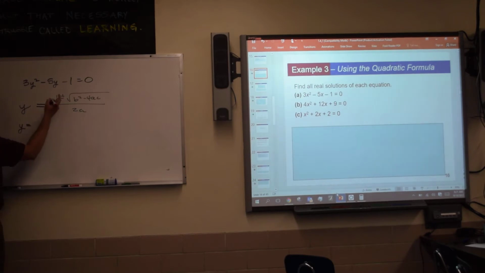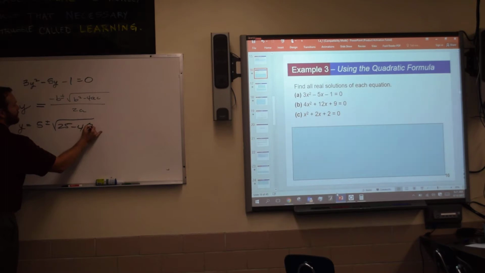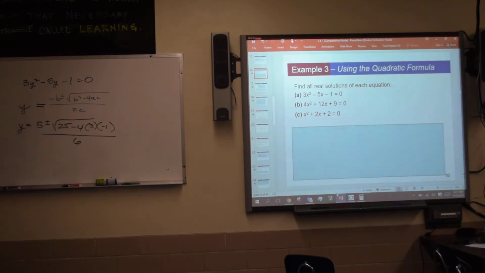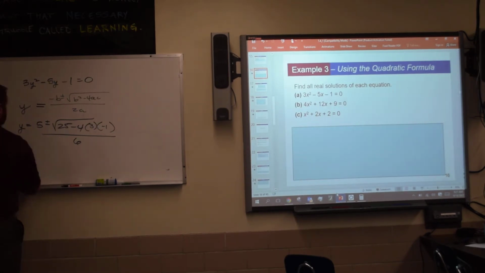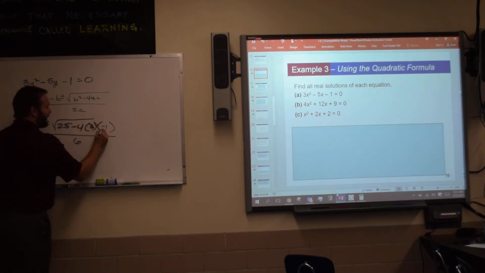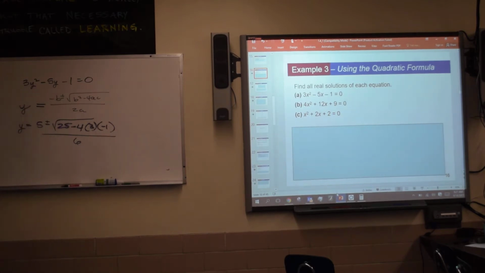Okay, y is equal to the opposite of b would be positive 5. Plus or minus. Now b squared would be 25. Minus 4, a is 3, c is negative 1. All over 2a, which is 6, right? The number one place that people make mistakes is they lack the ability to evaluate that expression first, okay? And to do it accurately with the correct sign, okay?